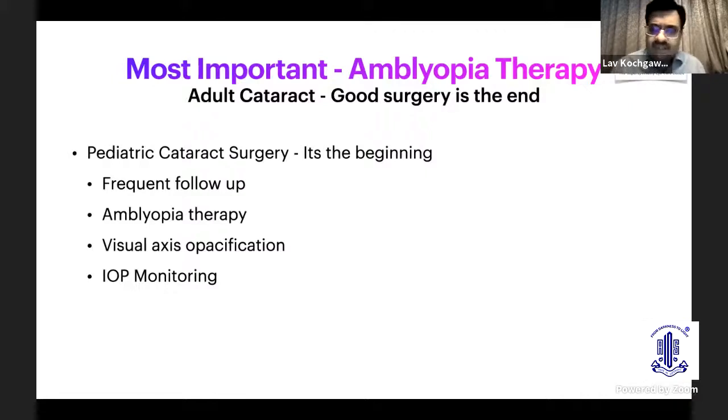And maybe in the first year, every 3 months. After that, depending on whether amblyopia therapy is being done or not, we can delay the follow-ups. And every time what we assess is, most importantly, the visual axis opacification, IOP monitoring, and whether the child is having proper amblyopia therapy or not.